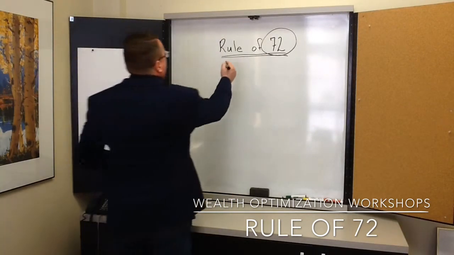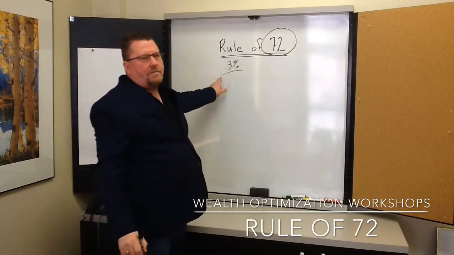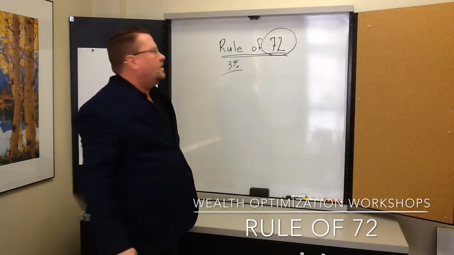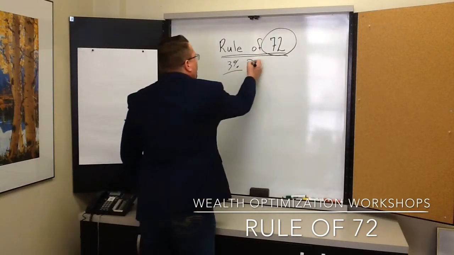So, let's look at an example. Let's say you were getting 3% in a GIC. Might be a little optimistic right now, but let's say that's the number. Divide that into 72. How long till your money doubles? 24 years.